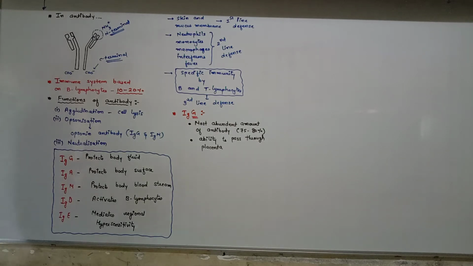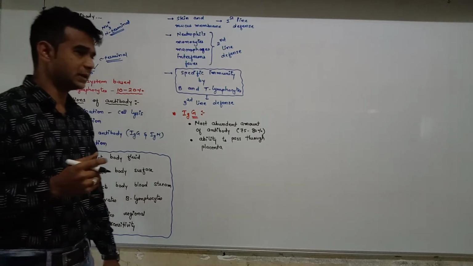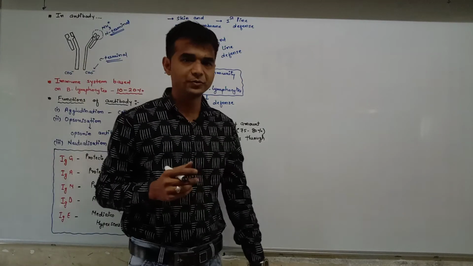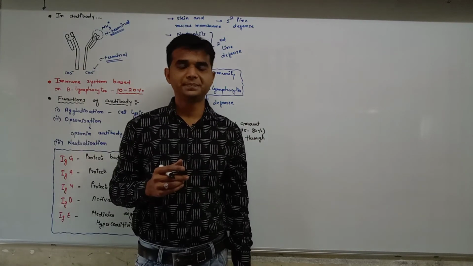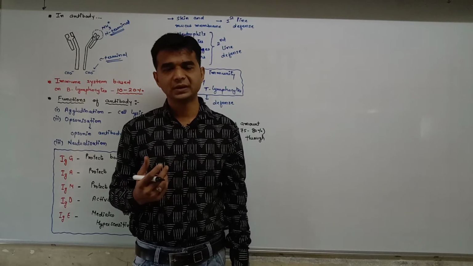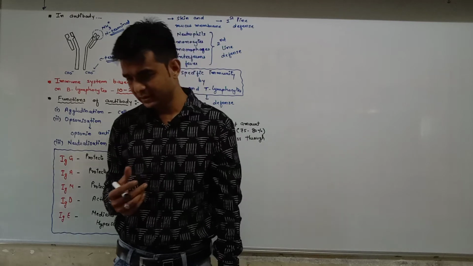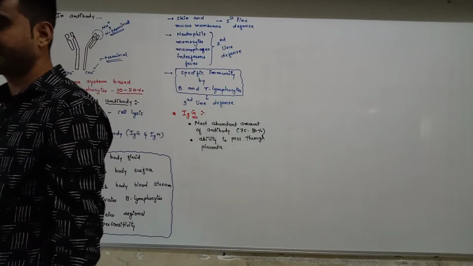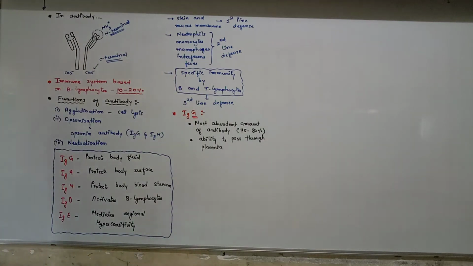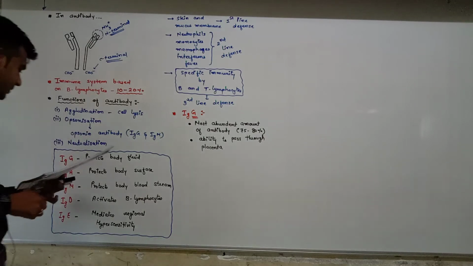So IgG passes through the placenta, reaches the embryo and gives the embryo protection against particular infection, and in an adult person it promotes the phagocytosis process. Fine. In this way it is helpful for immunity power. IgA.